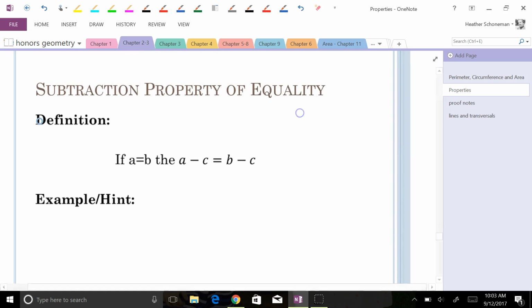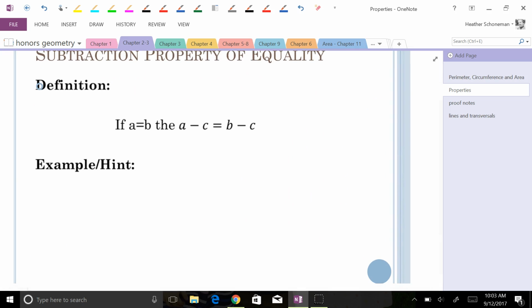The subtraction property of equality is the exact same thing, except now you're subtracting the same thing from both sides. So as an example, if I have 5x plus 3 equals 10, this is my if, and this is my then. I can rewrite this as 5x equals 7 because I subtracted 3 from both sides of my equation, and it was equal.